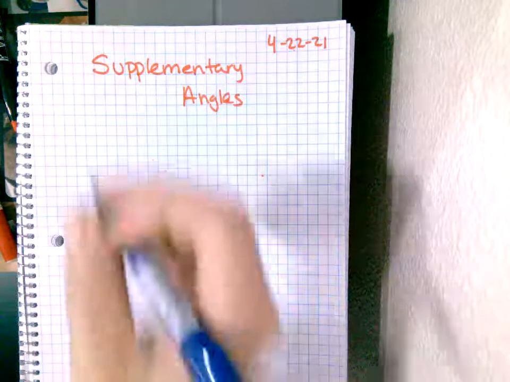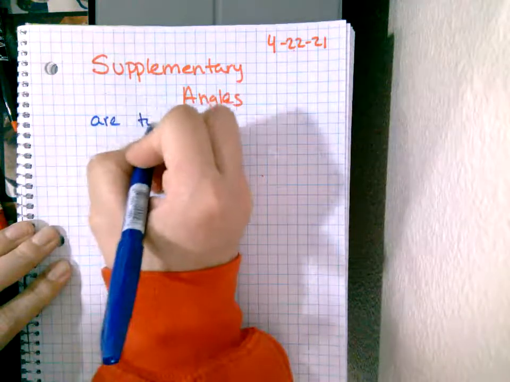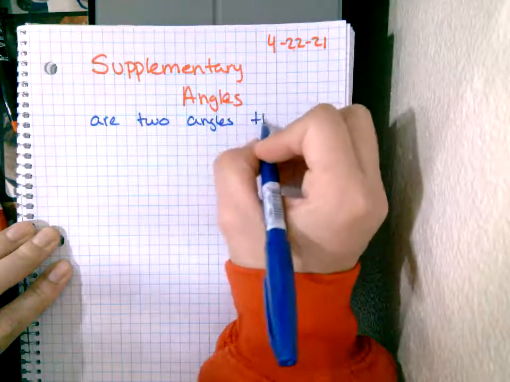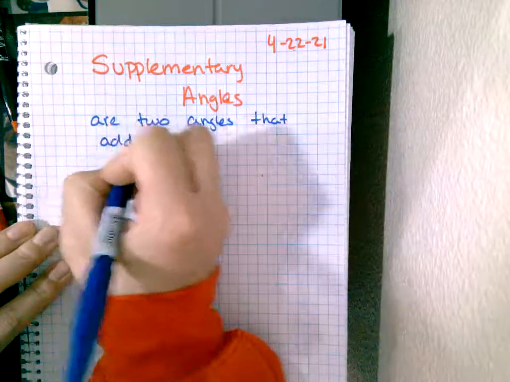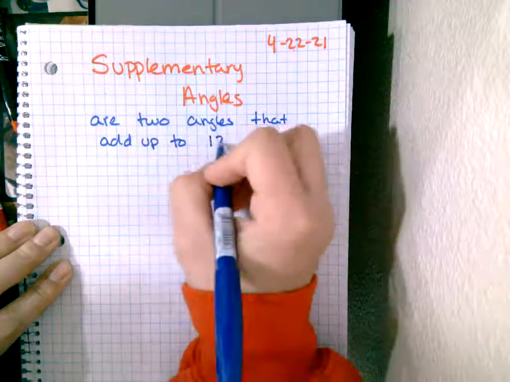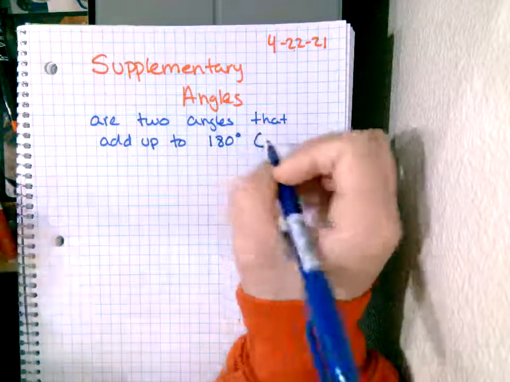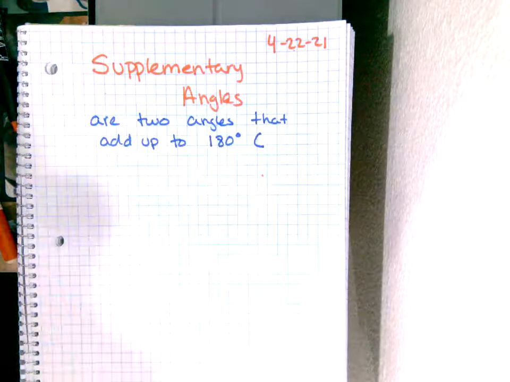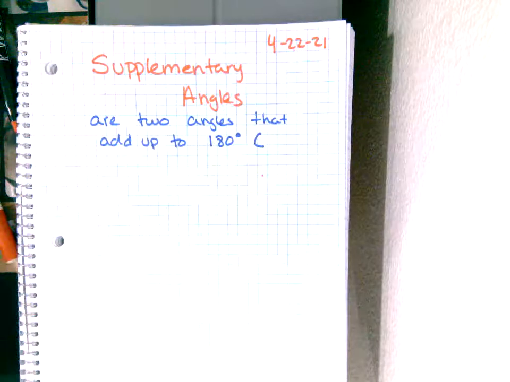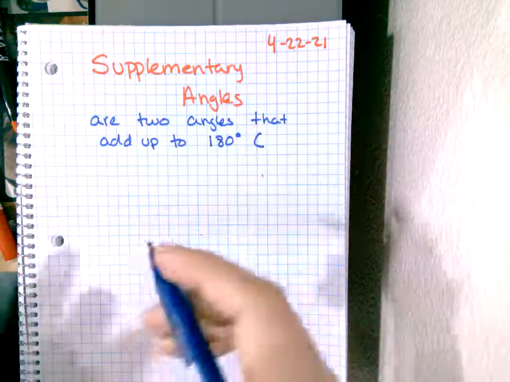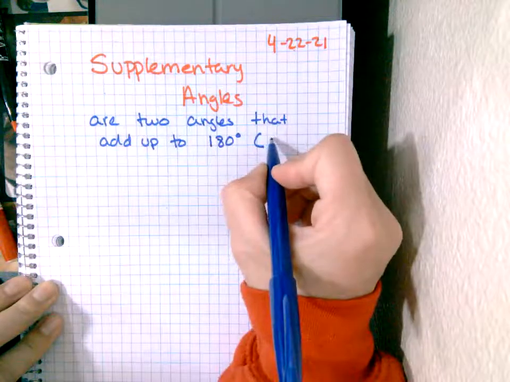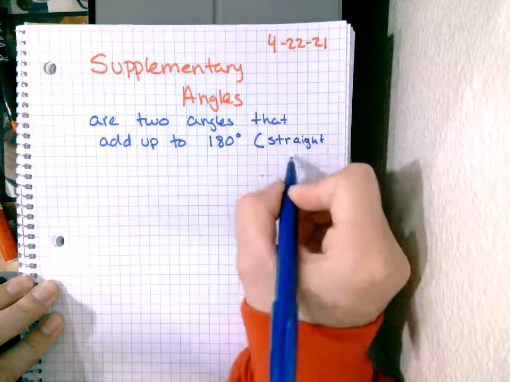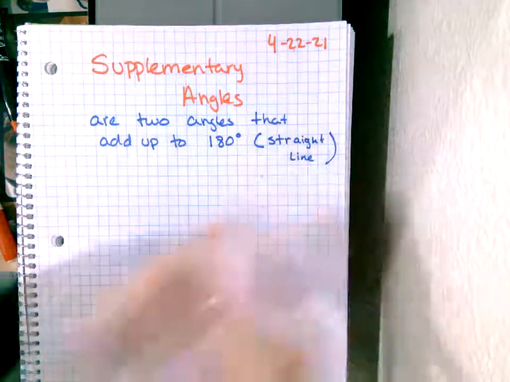So supplementary angles are two or more angles that add up to 180 degrees. So they add up to what looks like a straight line. Okay. Yesterday they added up to what looks like a corner. Today they add up to a straight line.